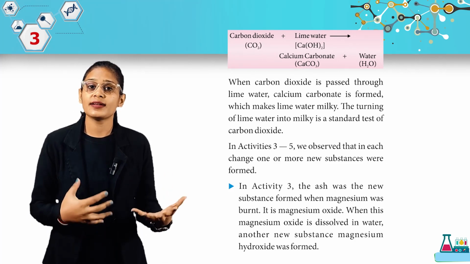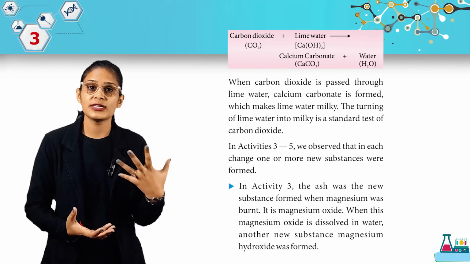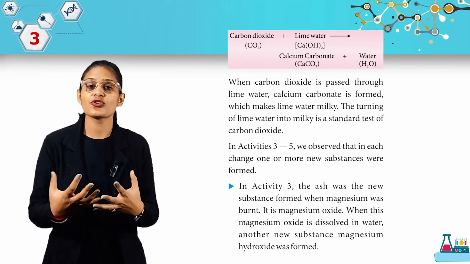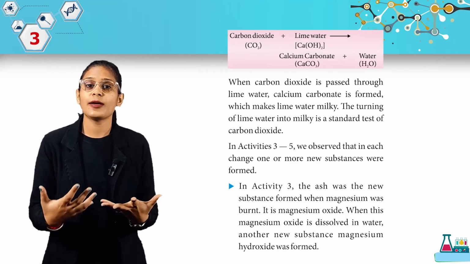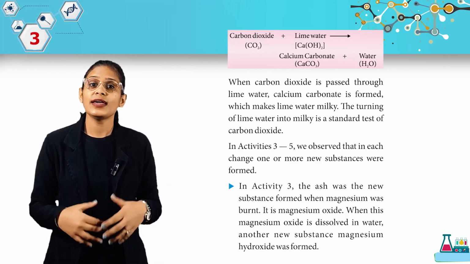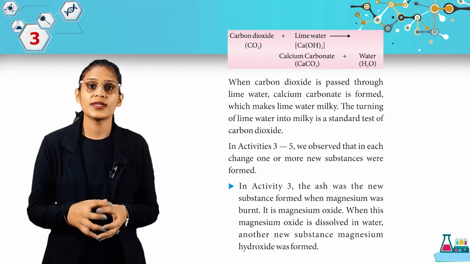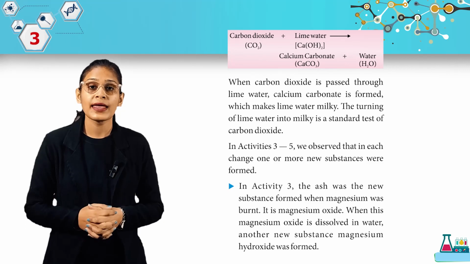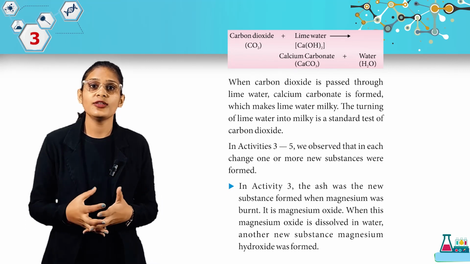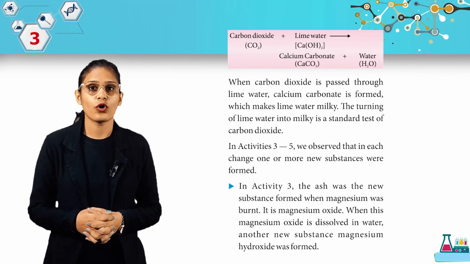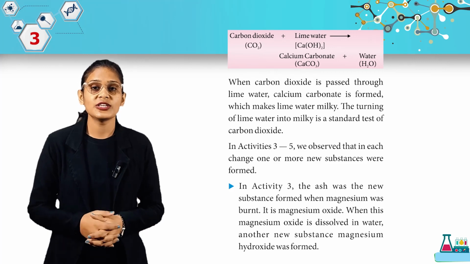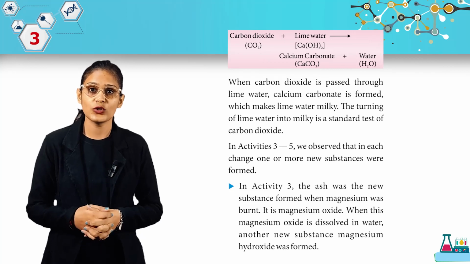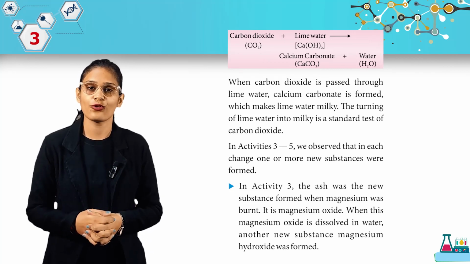So students, these are the different reactions which happen during these activities. And these reactions show the chemical change in these type of reactions. Here in activities 3 to 5, we observe that in each change, one or more new substances were formed. In activity 3, the ash was the new substance formed when magnesium was burnt. It is magnesium oxide. When this magnesium oxide is dissolved in water, another new substance, magnesium hydroxide, was formed.